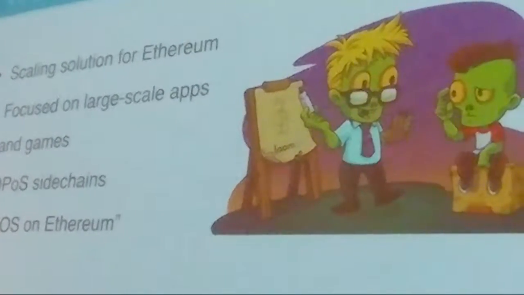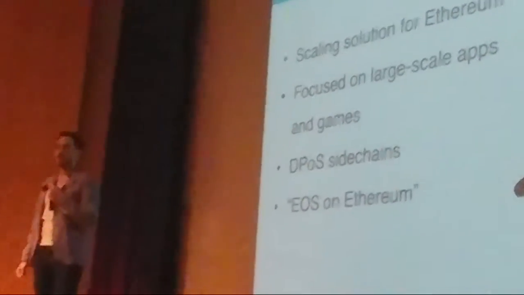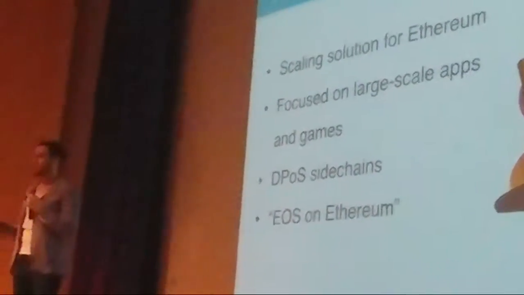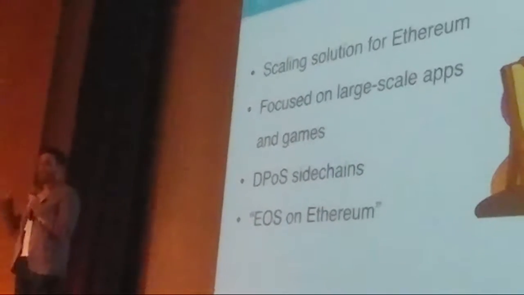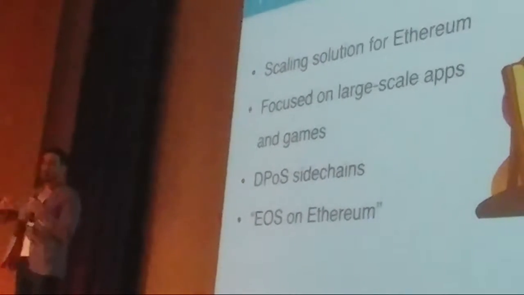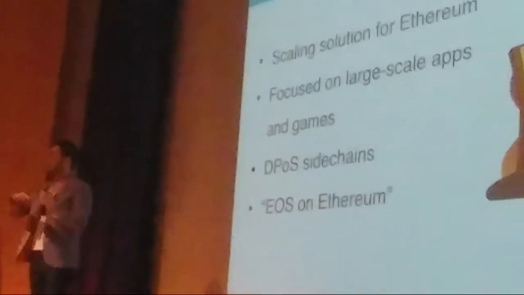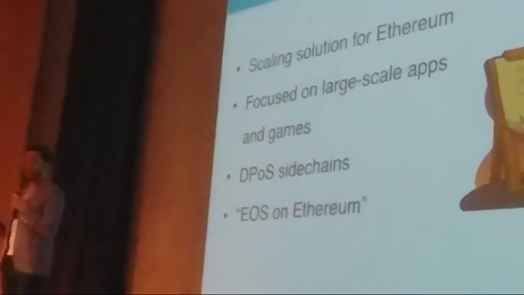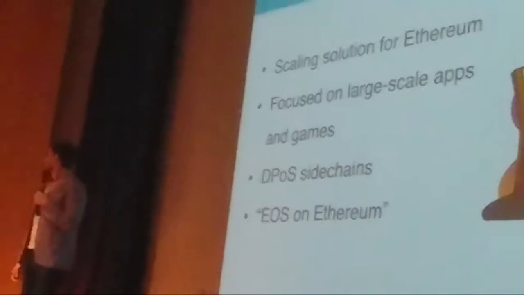So yeah, our main focus right now is using DPoS sidechains. That's delegated proof of stake, and we're going to talk about that a bit later. And a lot of people have likened us to, they call us EOS on Ethereum because basically a lot of the applications that were promised, like that EOS got a lot of hype for, you can build the same type of applications on Loom, but you're doing it as a sidechain to Ethereum.